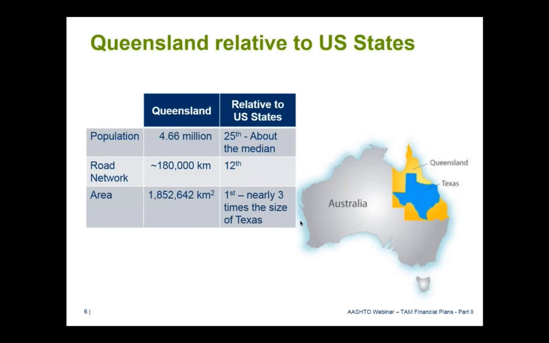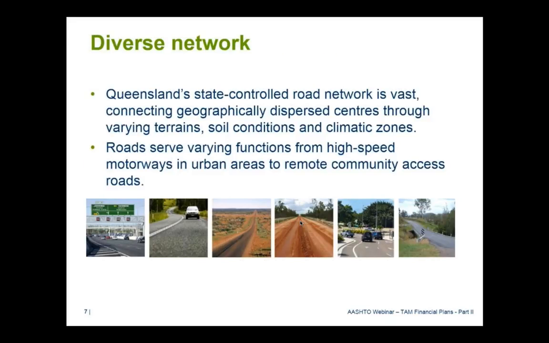I thought first, by way of introduction, it'd be worth sharing a few statistics about Queensland and our transport network. I thought I'd do this in comparison to some of the US states. At a population of 4.7 million, we're about the average size of a US state, around the medium level there. Our road network, both state and locally controlled networks, is about 180,000 kilometres, and that would rank us about 12th overall in terms of US states. But we are quite a large state at nearly 1.9 million square kilometres. We're nearly 3 times the size of Texas. So that creates some challenges in itself.